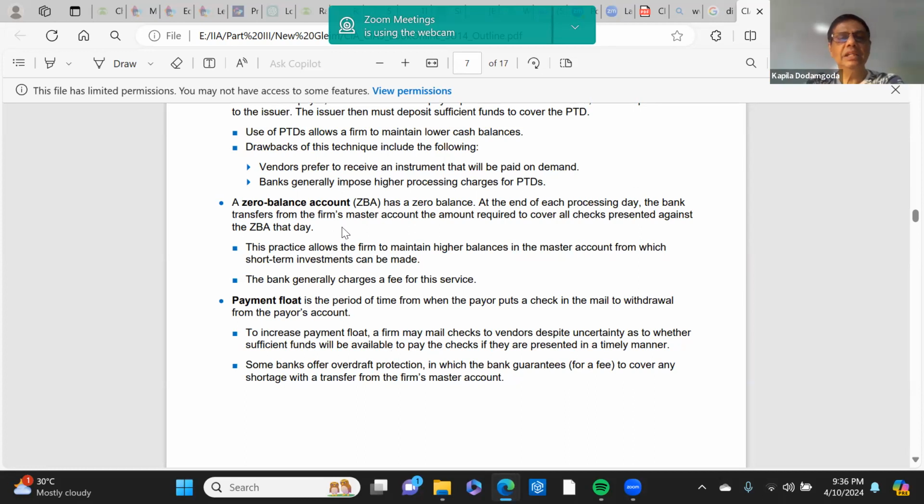On the other hand, zero balance account is basically something like a margin account.